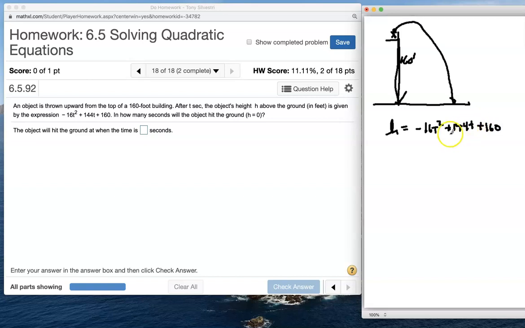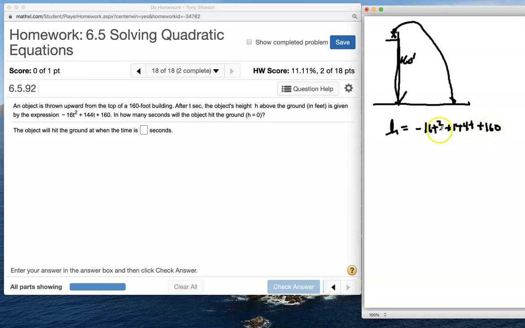Okay, that's 144t. Now, basically what this says is if I were to plug in t is equal to 1, like you let go of the rock at t is equal to 0. If I plugged in 0, 0 squared is 0, so this whole term is 0, and 144 times 0 is 0. Basically what you're saying, at the time you let go of the rock, the height is 160.